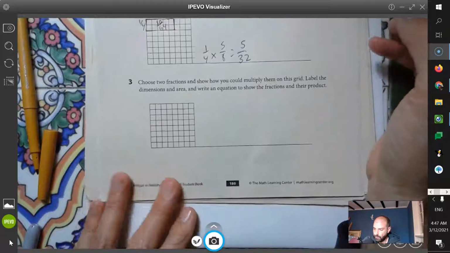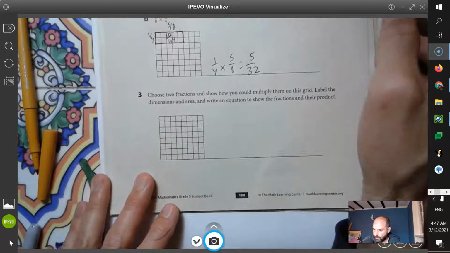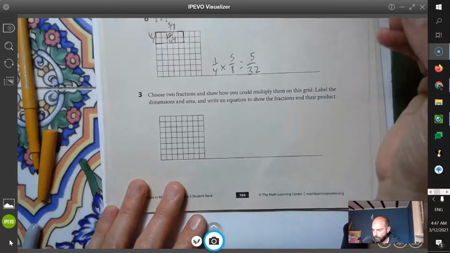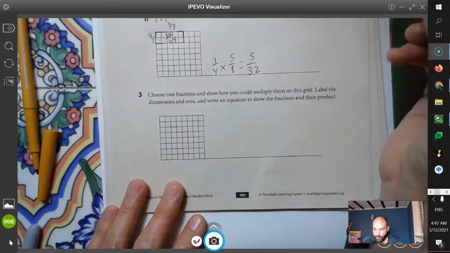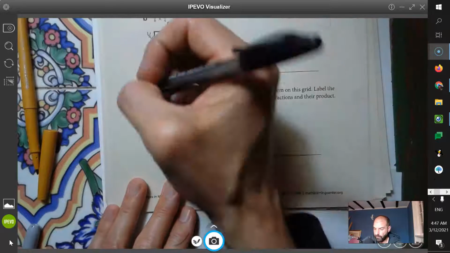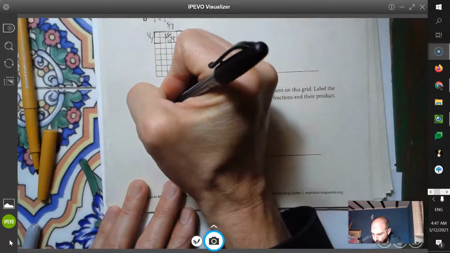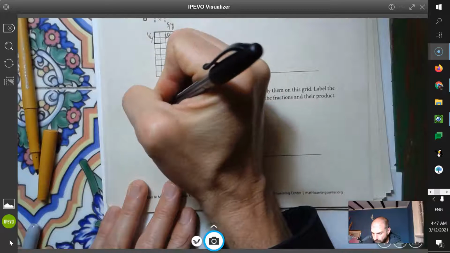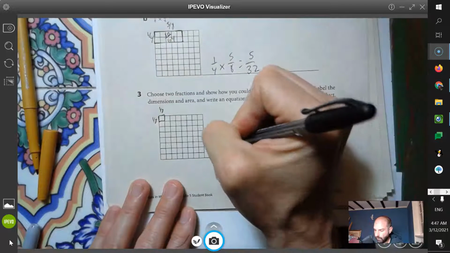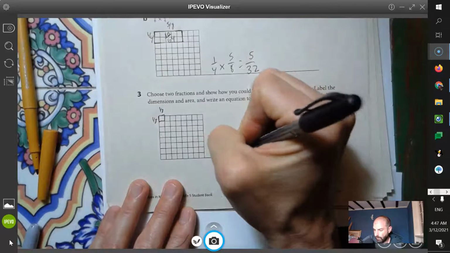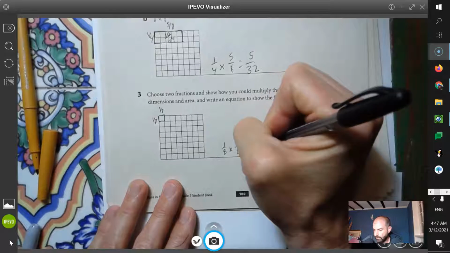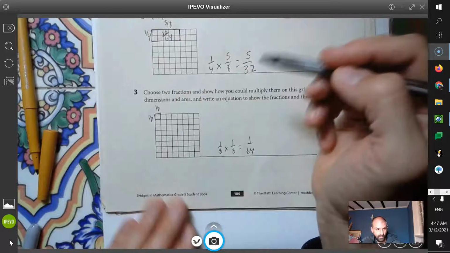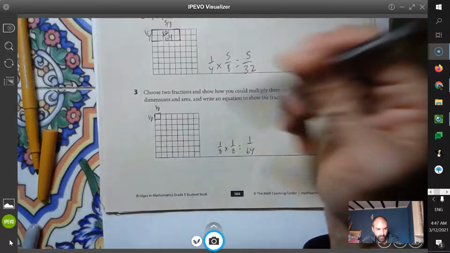Alrighty. Choose 2 fractions and show how you could multiply them on this grid. Label the dimensions and area. Write an equation to show their product. You could do 1/8 by 1/8. Oh, teeny tiny. And then I would say 1/8 times 1/8 equals 1/64. So 1/8 of 1/8 is 1/64 of this whole thing.